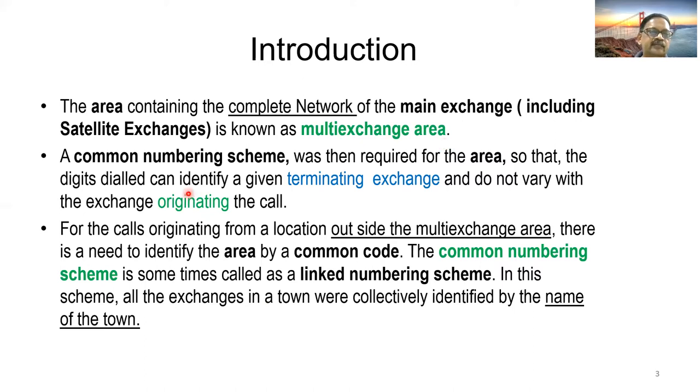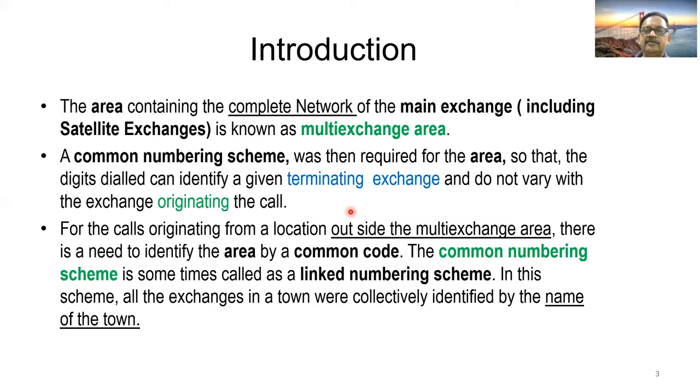The entire network of the main exchange plus satellite exchanges is known as the multi-exchange area of the town or city. A common numbering scheme was then required for the area so that the digits dialed can identify a given terminating exchange and do not vary with the exchange originating the call. Let us assume in a town there is one main exchange and five satellite exchanges connected to the main exchange. Main processing will take place in the main exchange only.